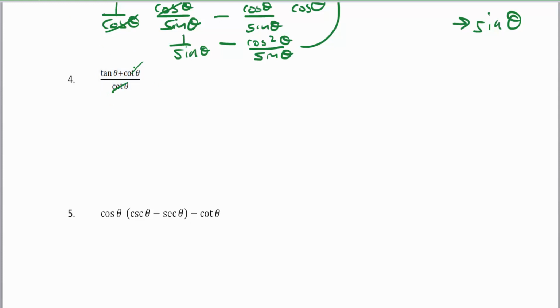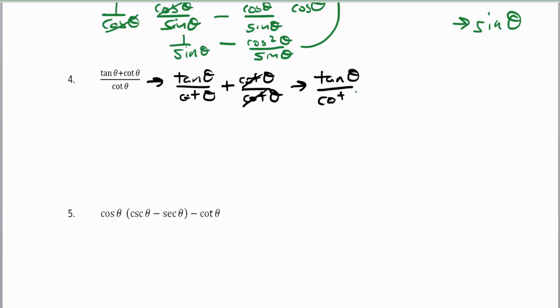No. Cannot do that. What you have to do is stretch this out and say, okay, I've got tangent theta divided by cotangent theta plus cotangent theta divided by cotangent theta. Okay? We can do some simplification here, but this doesn't make a 0. This, in fact, makes a 1. So now I have tangent theta over cotangent theta plus 1.